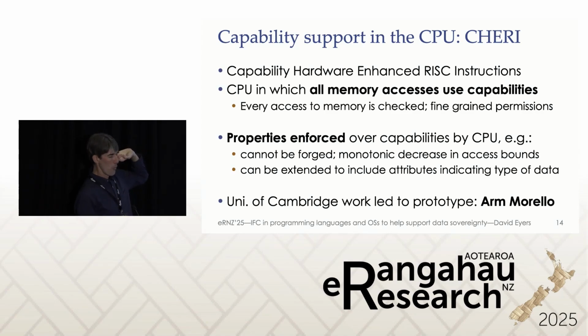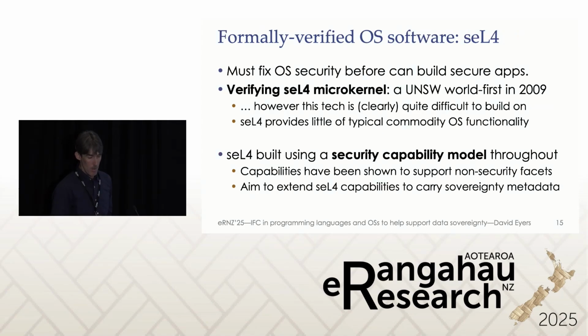But when it comes to the main topic of this talk, they can also be extended to include other attributes. And here too, this is where I see the potential to have the more human-level concerns, like data sovereignty, actually being carried by this type of metadata through the code. This type of work has actually been built. In the UK, ARM built some machines called Morello that are physical hardware that run these modified CPUs. So they really exist, and they actually run real software.